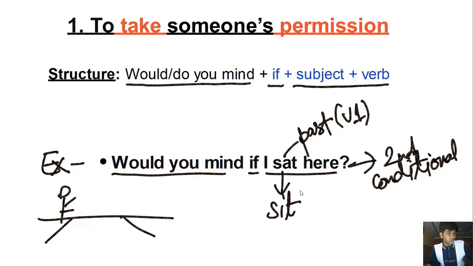Would you mind if I took your laptop? Would you mind if I went out with your girlfriend or sister, whatever? All right. So you can either use the verb in the past form or in the base form, but there is a difference in the meaning.